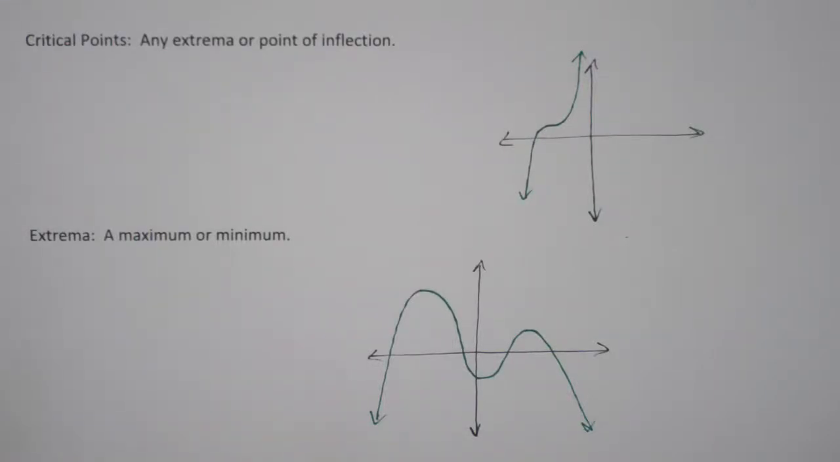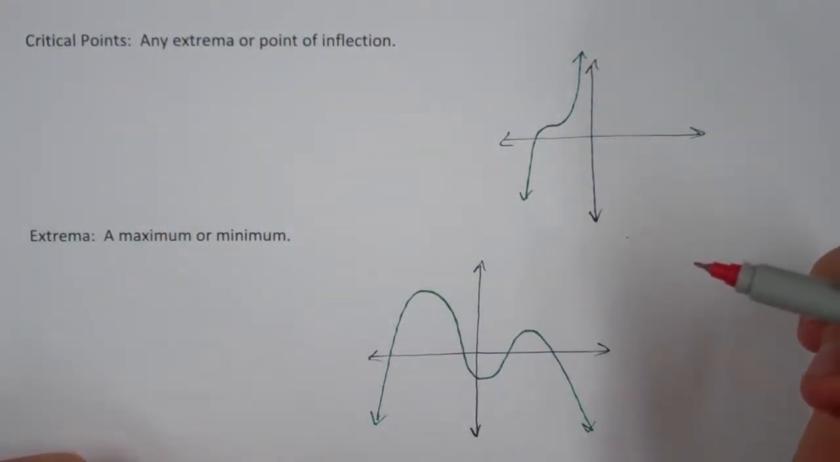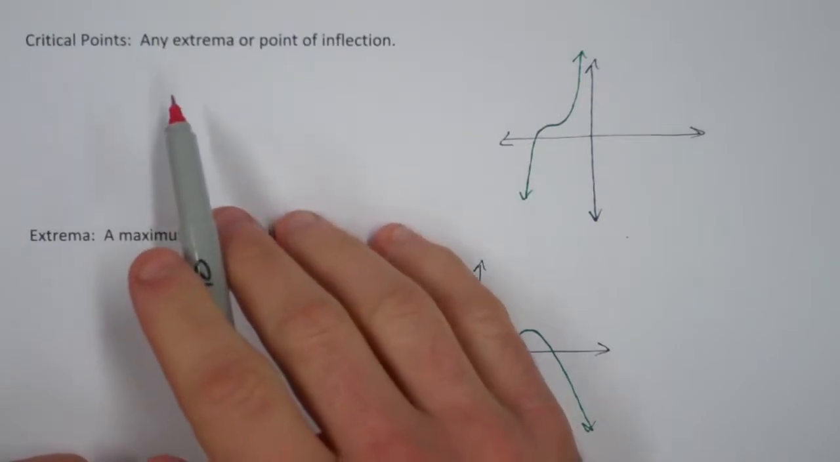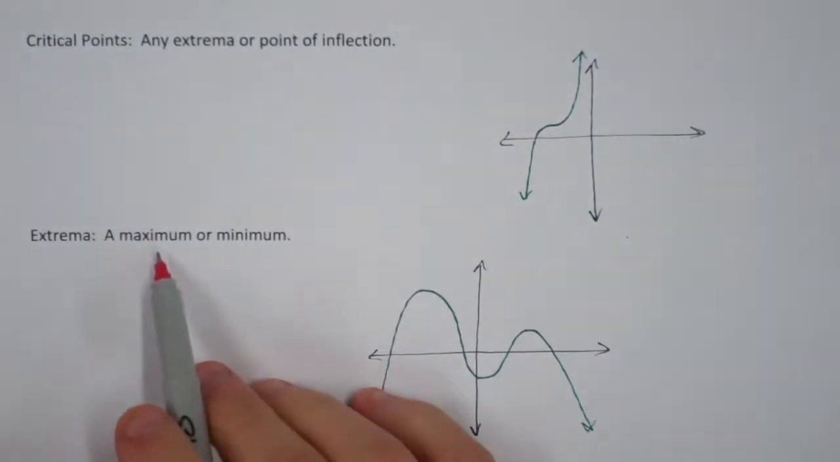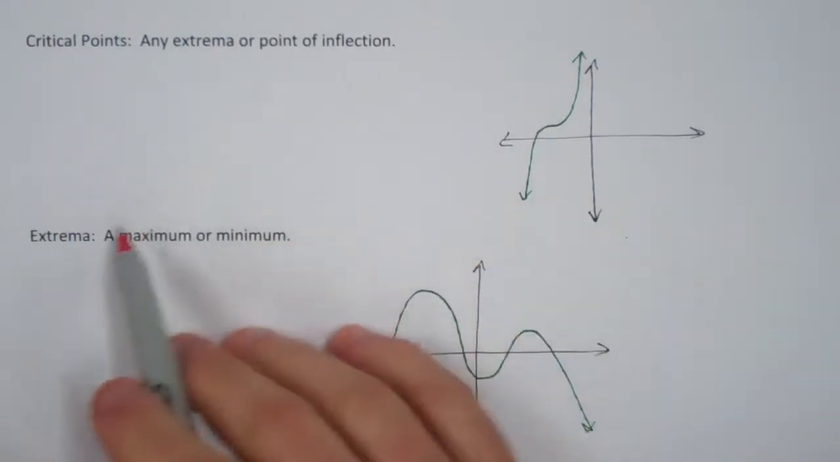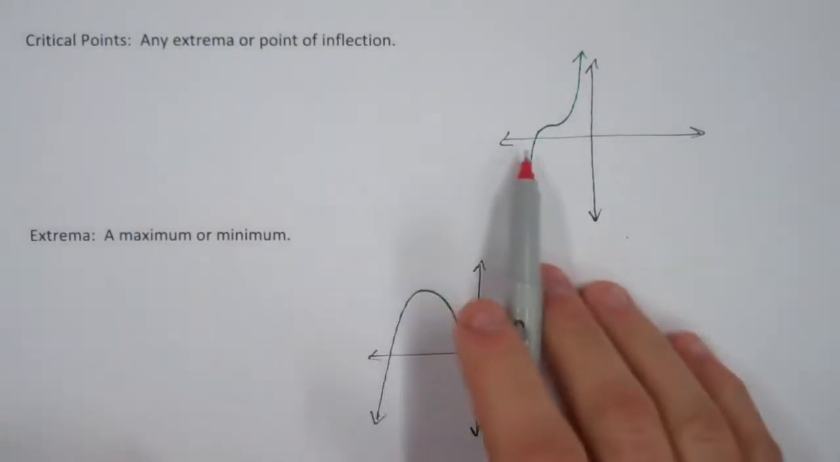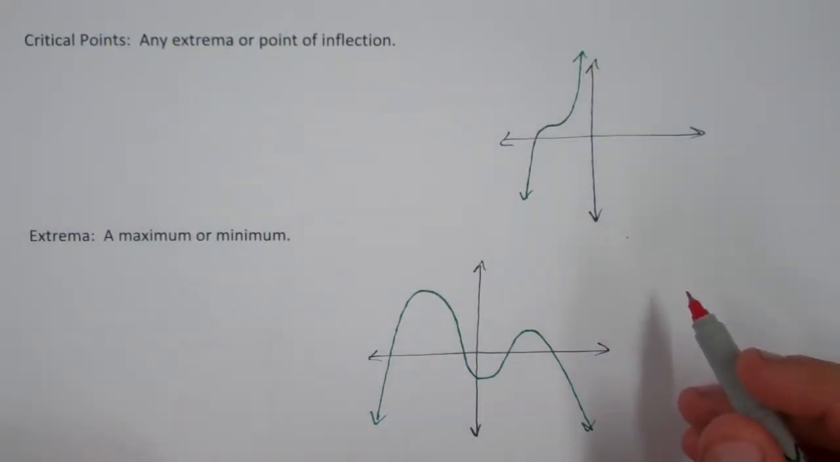In this concept video, we're going to be discussing critical points. A critical point is kind of where the interesting stuff is happening with a graph. If you want to think about it like that, it's any extrema, which is just a maximum or a minimum, or a point of inflection. We'll discuss extrema, maxes and mins here, so let's talk about a point of inflection right on the right-hand side.